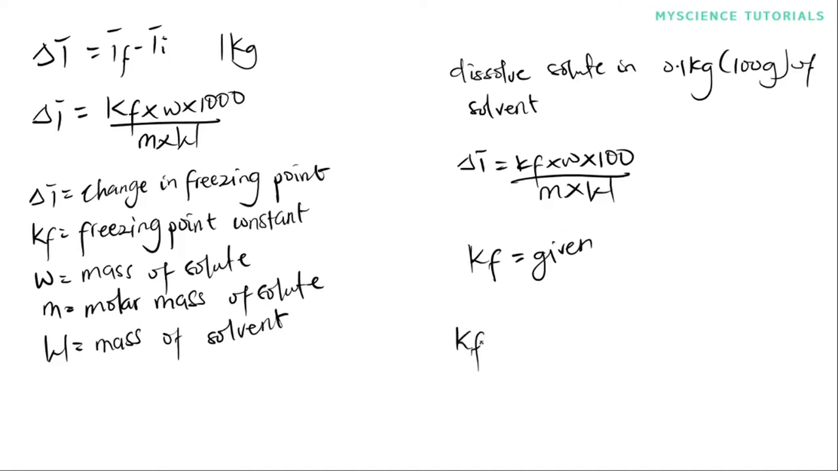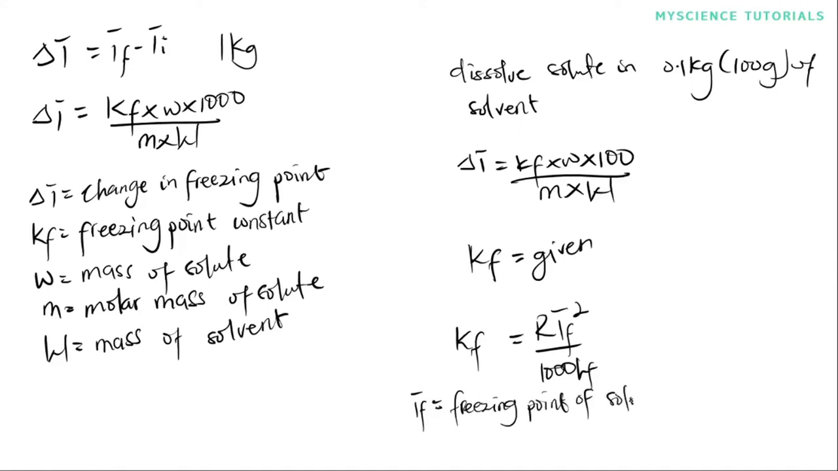So the Kf can be calculated from the formula R Tf squared over 1000 multiplied by Lf, where Kf we know is the freezing point constant, Tf is the freezing point of the solvent, Lf is the molar latent heat of fusion, and R is the gas constant.